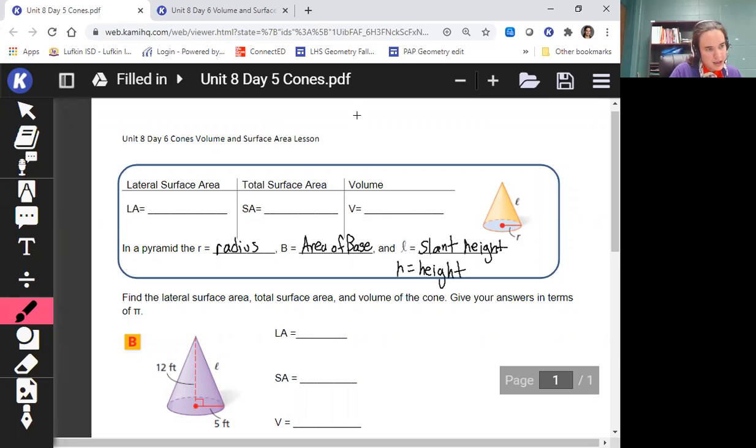So again, slant height is on the side edge of the cone. Height is going from the vertex down to the center of your cone and making a right angle with it.